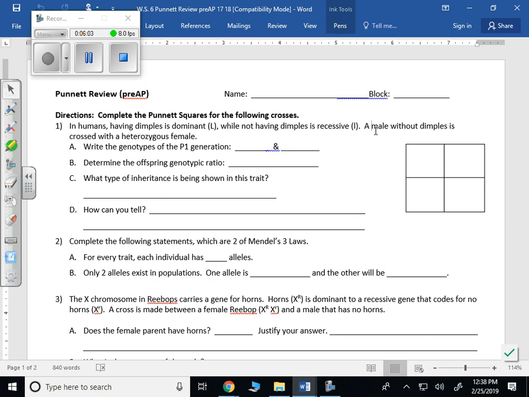The only time you're going to bring out those sex chromosomes is if it says the gene is on the X, or this is a sex-linked trait. So again, just because it says cross males and females doesn't mean that you're going to be using those X and Y chromosomes in their genotypes.